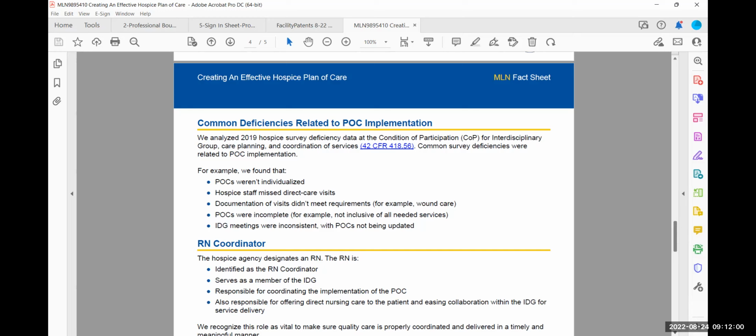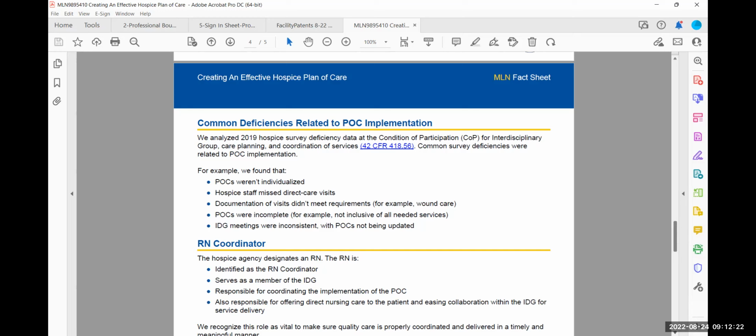Plan of cares were incomplete. In other words, they didn't include all the services that the patient or the family needed. In other words, if we have documented a problem, spiritual or social services has documented a problem, was there an intervention in that plan of care? And, you know, that's a deficiency that they were finding.